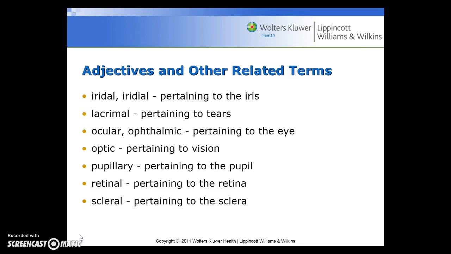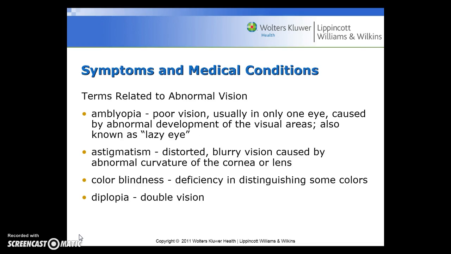Terms related to abnormal vision are amblyopia, which is poor vision. It's usually in one eye, and it's caused by abnormal development of the visual areas, and it's also referred to as lazy eye. Astigmatism, that's the distorted, blurry vision caused by abnormal curvature of the cornea or lens. Color blindness, that's the deficiency in distinguishing some colors. Diplopia is double vision.